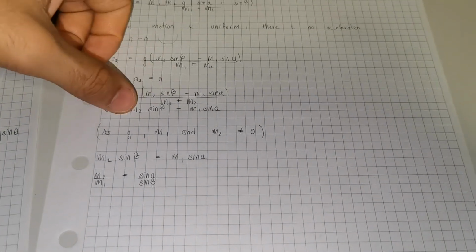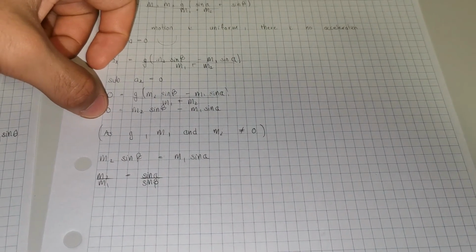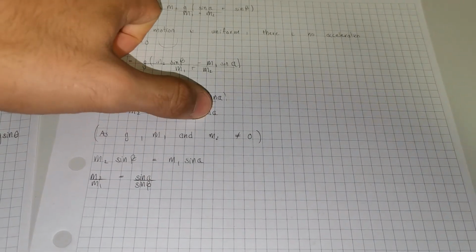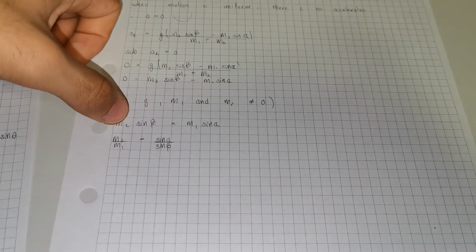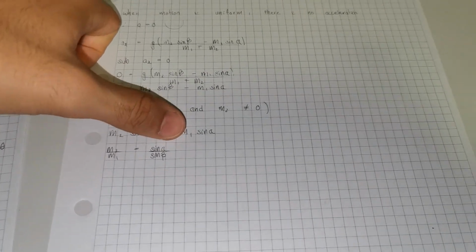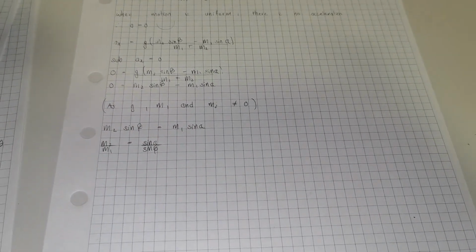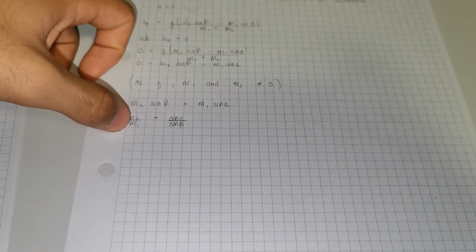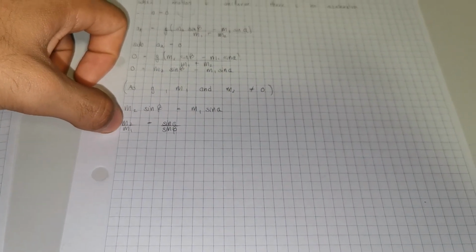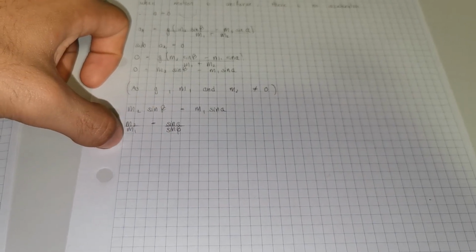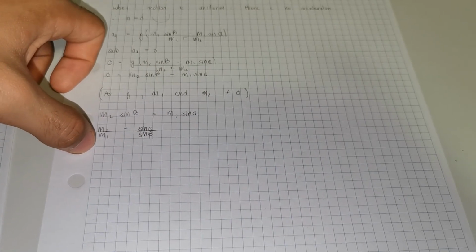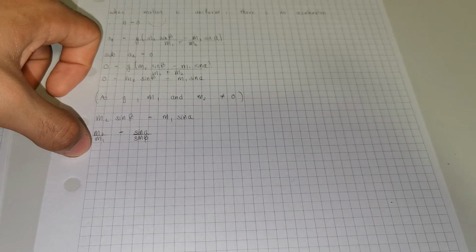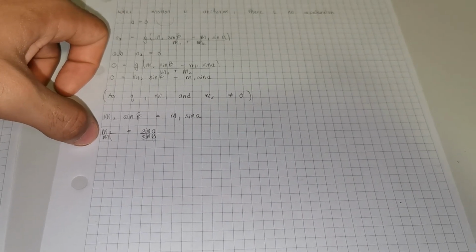Once we have that here, we can simply move this side over, and we're left with m2 times sine beta is equal to m1 times sine alpha. And once we divide that here and there, we are left with the conditions for the mass and the angles for which the masses are at rest or in uniform motion, and that's here.